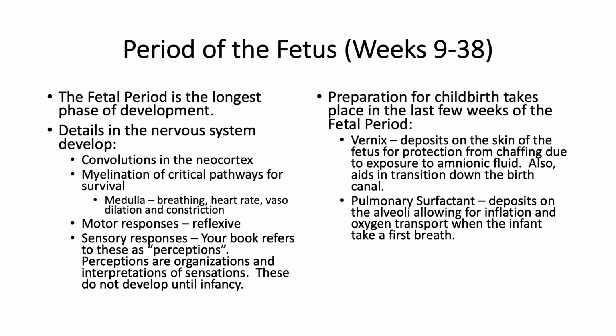fetal stage. The last few weeks before they're born, they've got to be prepared for birth. So you get some myelination of the brain stem that's going to be needed for breathing and maintenance of blood pressure. Vernix, which is a kind of lotion mucus that forms on the skin, protects the skin from chafing due to amniotic fluid and also aids in transition down the birth canal. Pulmonary surfactant, which is the most important thing that happens in the latter part of the fetal period, is deposits of mucus on the alveoli in the lungs.